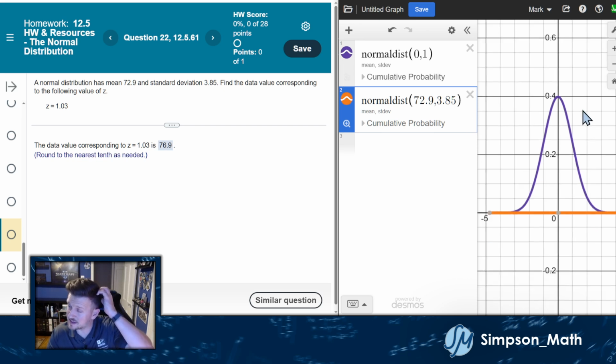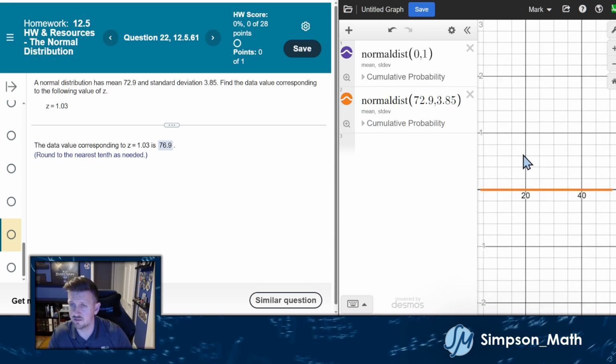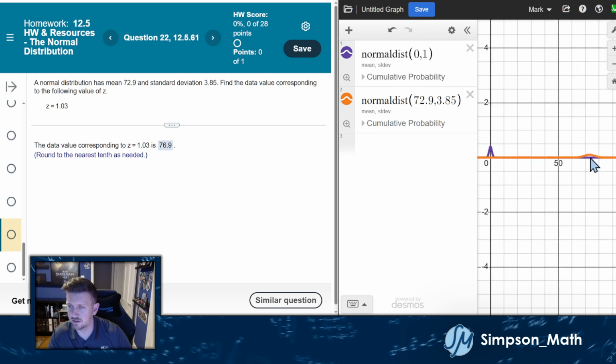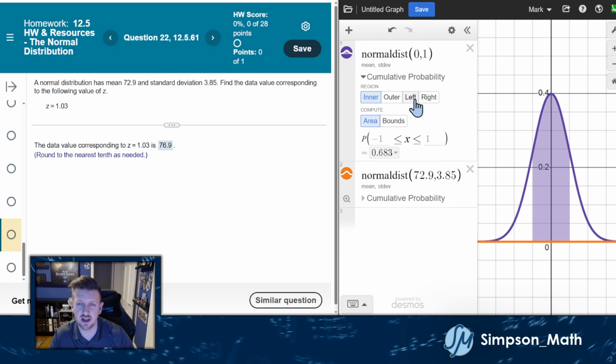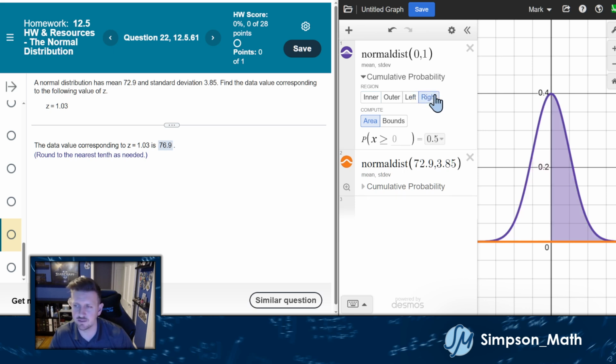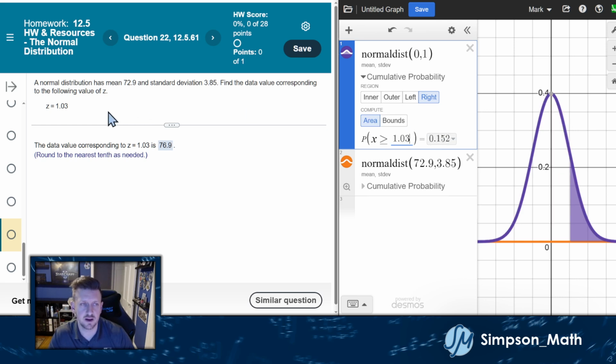I can't really show them at the same time because they're really far apart from each other. So this is the orange one. This is the purple one. All right. So I'm going to go to my standard normal, which is what the z-score is. It doesn't matter whether it's left or right. I'm just going to do area to the right because I'm on a positive value. So area to the right of 1.03.